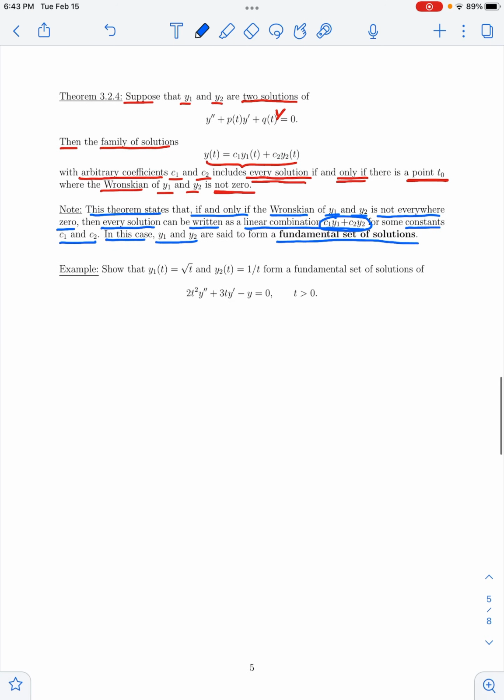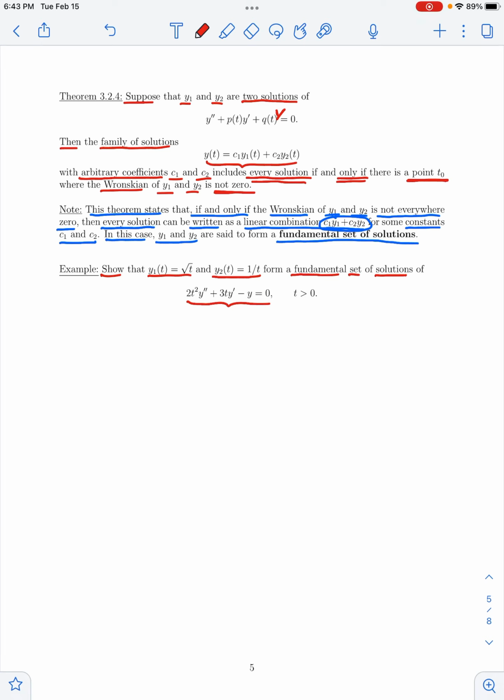So now that we have seen what the Wronskian tells us about whether or not a set of solutions forms a fundamental set, let's look at an example making use of this. In this next example, we are told to show that y1, which is given by the square root of t, and y2, which is 1 over t, form a fundamental set of solutions of this given differential equation.